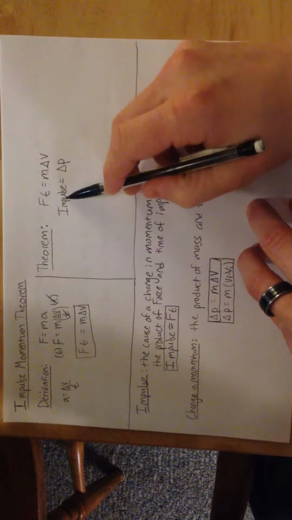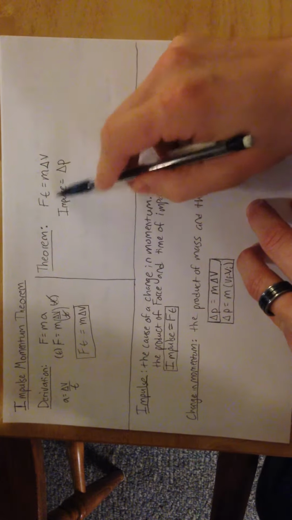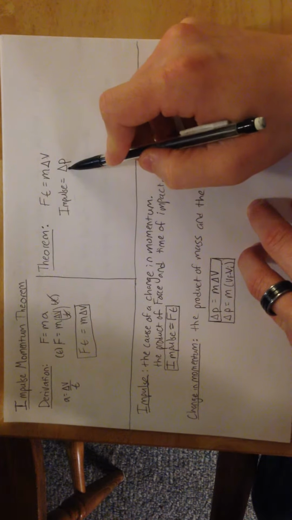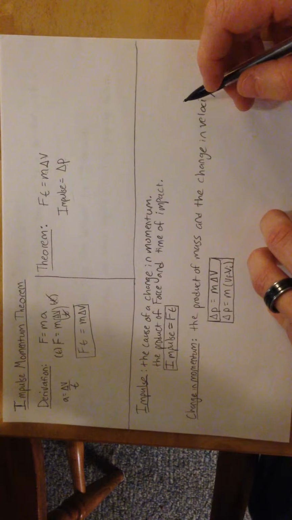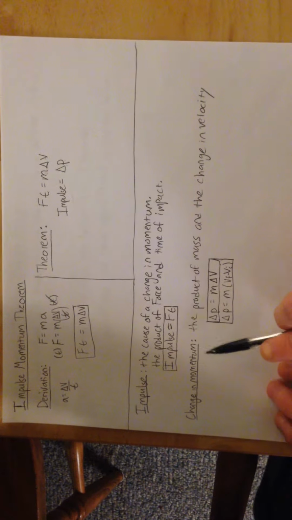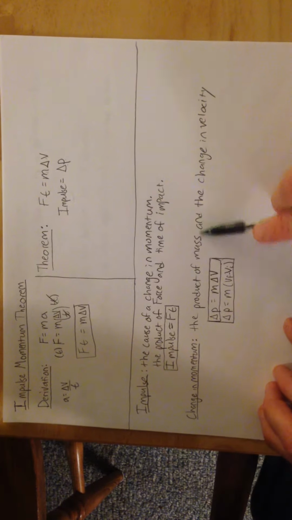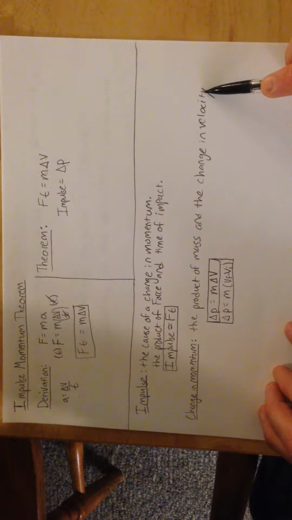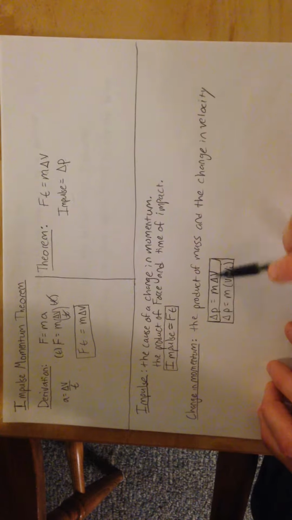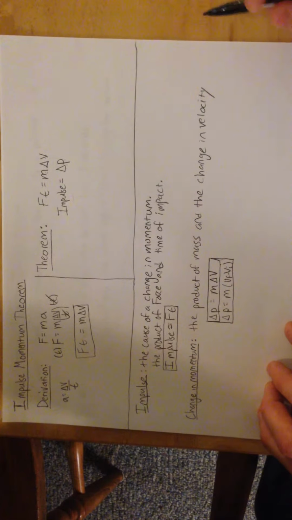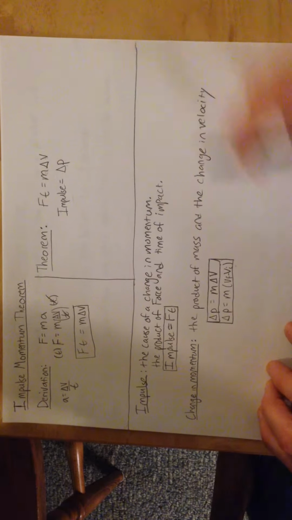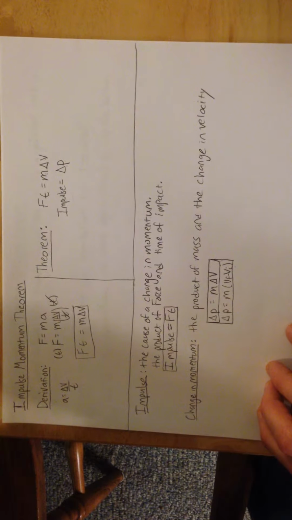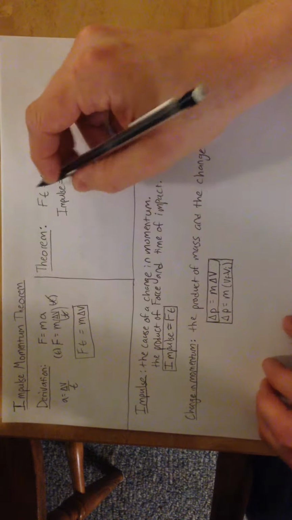And we said before, impulse is the cause of a change in momentum. It's also equal to an object's change in momentum. So here we wrote down what change in momentum is. It's the product of mass and the change in velocity multiplied together, right? And you could also write delta v as vf minus vi right there. Alright, so this is your impulse momentum theorem.